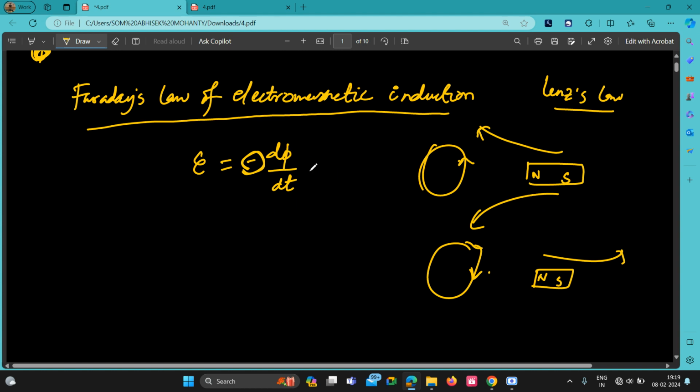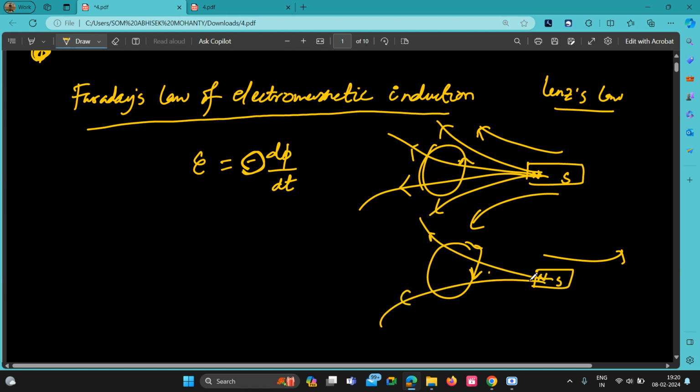Phi is a flux. Flux means suppose this is a magnet coming towards it. So these are the flux lines. This is the magnetic flux passing through the coil. Magnetic flux passing through the coil. All right. So this EMF is what? Change in flux, like change in magnetic flux.